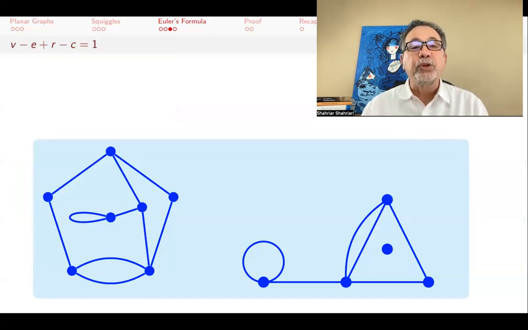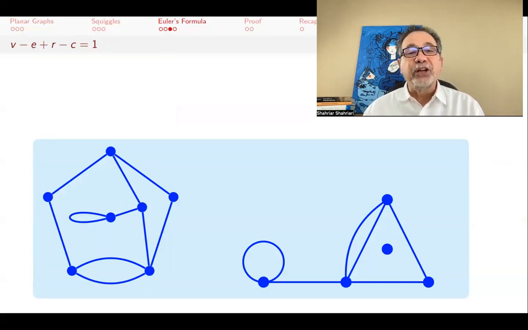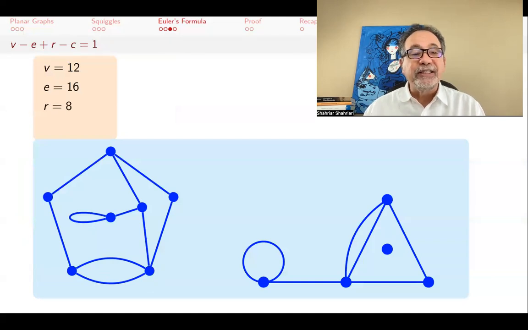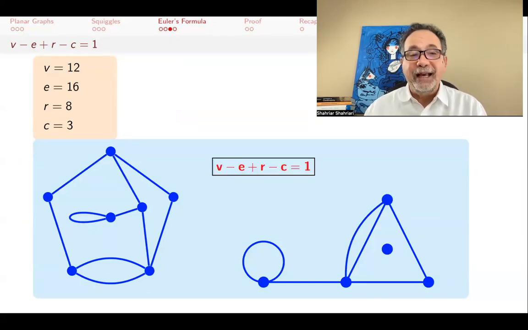In a future video, we'll see some applications of this. So let's just check it for this general planar graph. Here, there's 12 vertices. The number of edges is 16. The number of regions is 8. And the number of connected components of vertices is 3. In this case, also, V minus E plus R minus C equals 1, as expected.